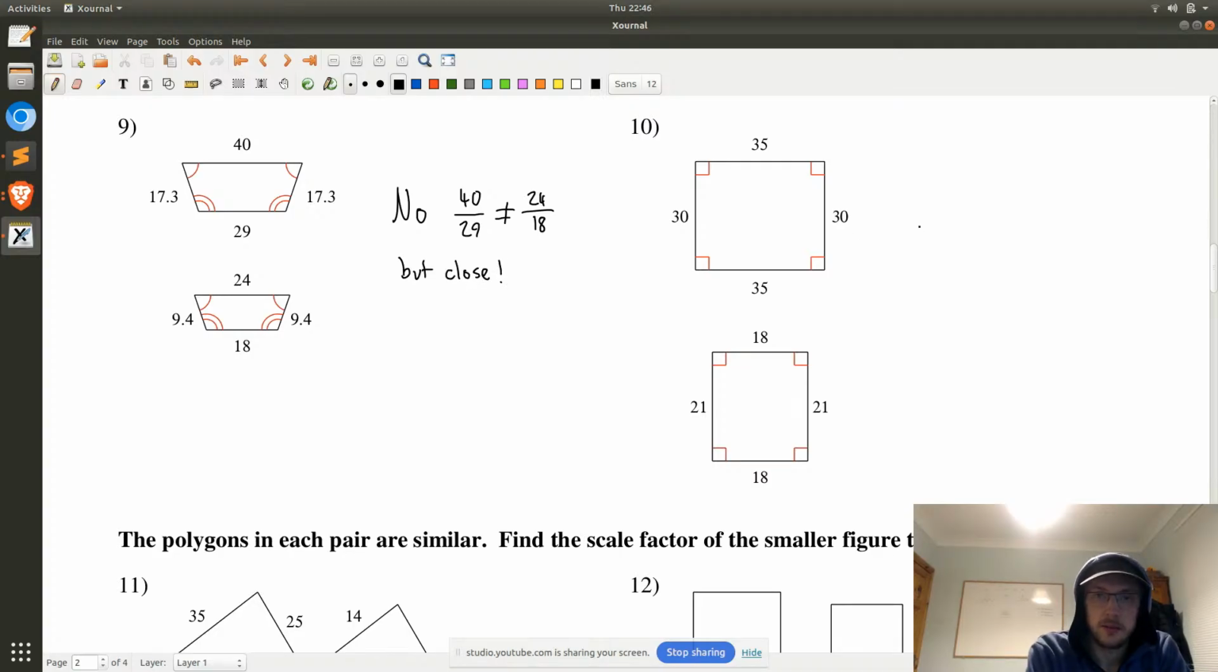And here, well, 18 to 21, reduce that, and we get 6 to 7. And over here, 6 to 7. So yes. And what's the scaling factor? To go from 18 to 30, divide by 3 and multiply by 5. So there you go.